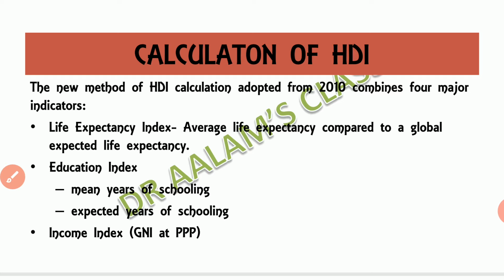The value of each index, that is life expectancy index, education index, and income index, are in between 0 and 1. If the actual value of index is equal to minimum value, the index will be 0, and if actual value is equal to the maximum value, the index will be equal to 1.